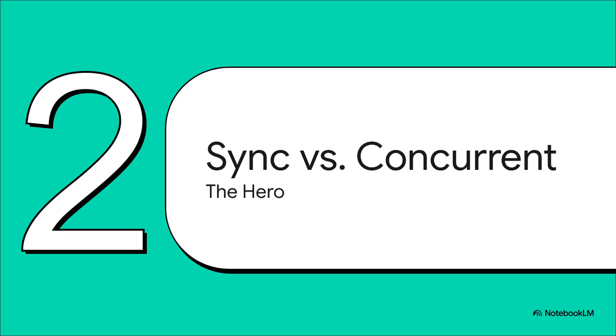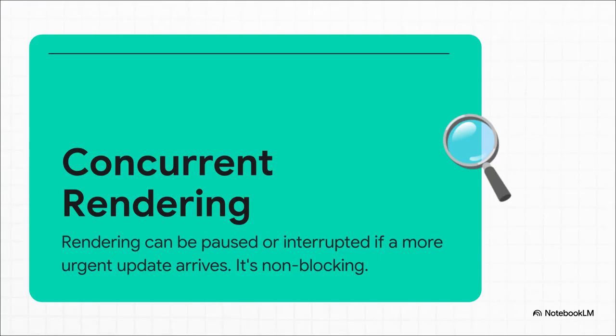Okay, so that's the problem. Now for the solution, our hero, concurrent rendering. And I want to be super clear here, this isn't just some small new feature in React 18. This is a fundamental, ground-up change in how React actually works. So what does it do? Well, with concurrent rendering, a render can be interrupted.